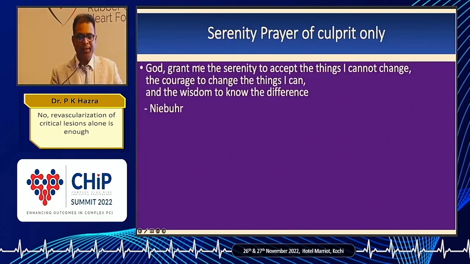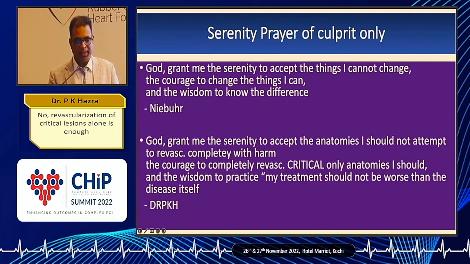So what is the serenity prayer for CHIP? God grant me the serenity to accept the things I cannot change, the courage to change the things I can, and the wisdom to know the difference. God grant me the serenity to accept the anatomies I should not attempt to revascularize completely with harm, the courage to completely revascularize critical anatomies I should, and the wisdom to practice that my treatment should not be worse than the disease itself.